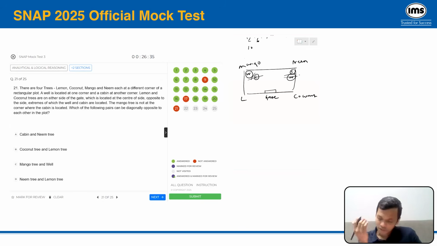Can be diagonally opposite. So the cabin and the neem tree no, coconut tree and lemon tree. Coconut and lemon no. Mango tree and well no. Neem tree and lemon tree. Yeah, that is possible. I'll go with this.